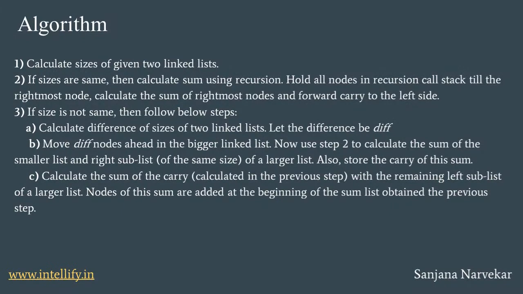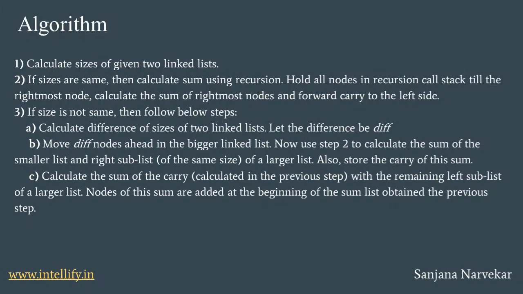Hold all nodes in the recursion call stack till the rightmost node. Calculate the sum of the rightmost nodes and forward the carry to the left side. It is just like doing a simple addition of a three digit number with a three digit number. If there is a carry, you put it onto the number before that.